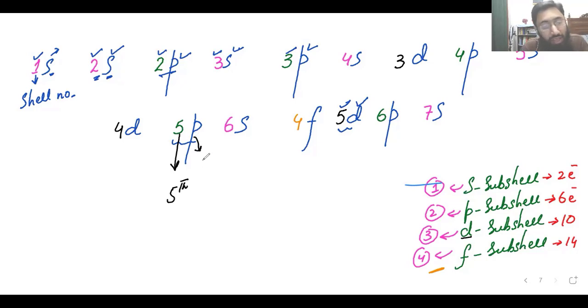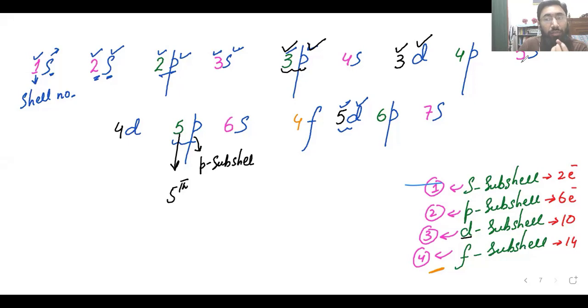P subshell. P subshell belongs to fifth shell. 3P means P subshell belongs to third shell. Similarly, 3D means D subshell belongs to third shell. 5S means S subshell belongs to fifth shell.